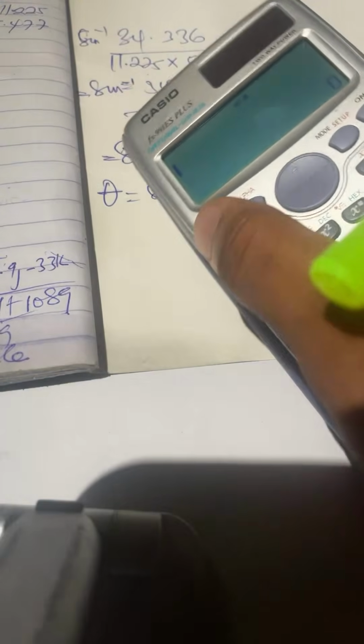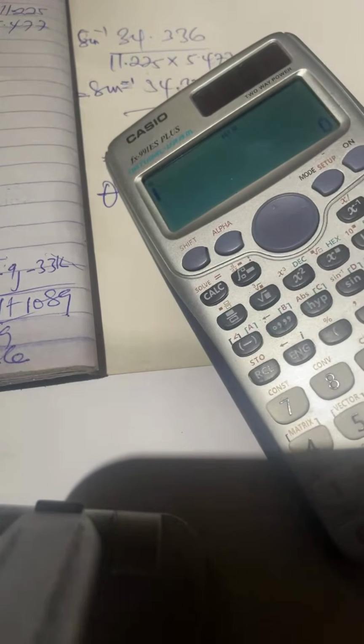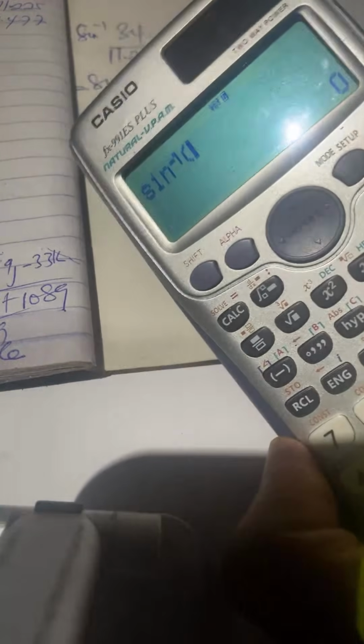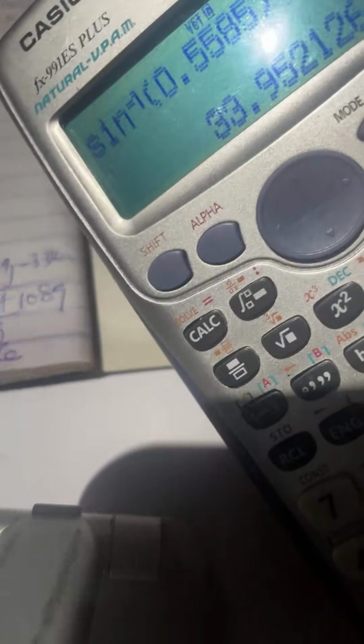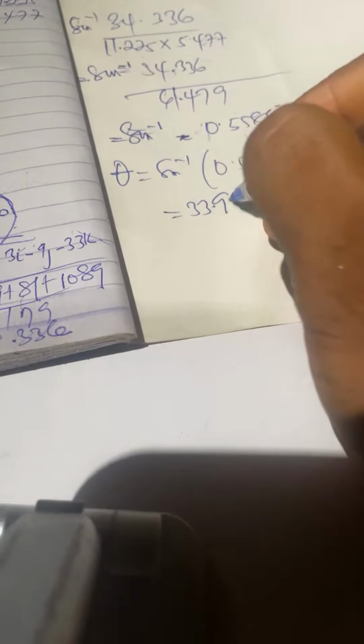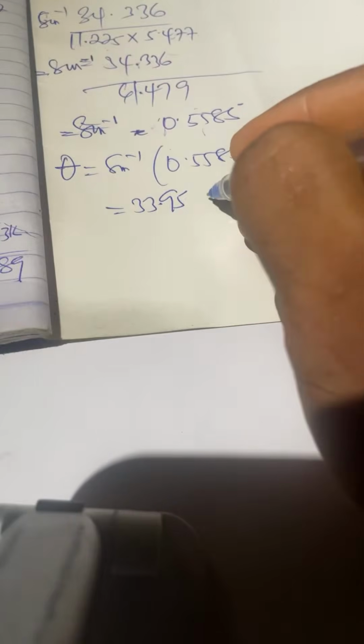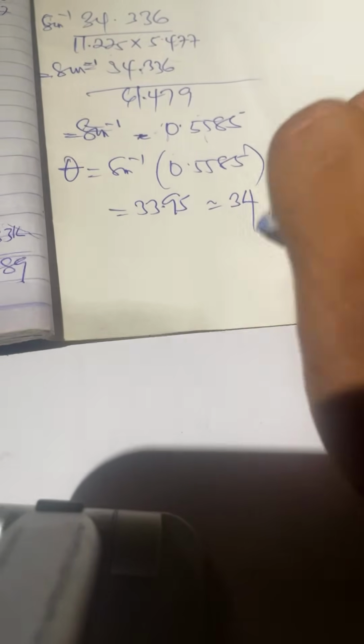It's very simple. Press shift and sine, you get sine inverse. So sine inverse of 0.5585 is equal to 33.95. Okay, to the nearest whole number, this will be 34 degrees.